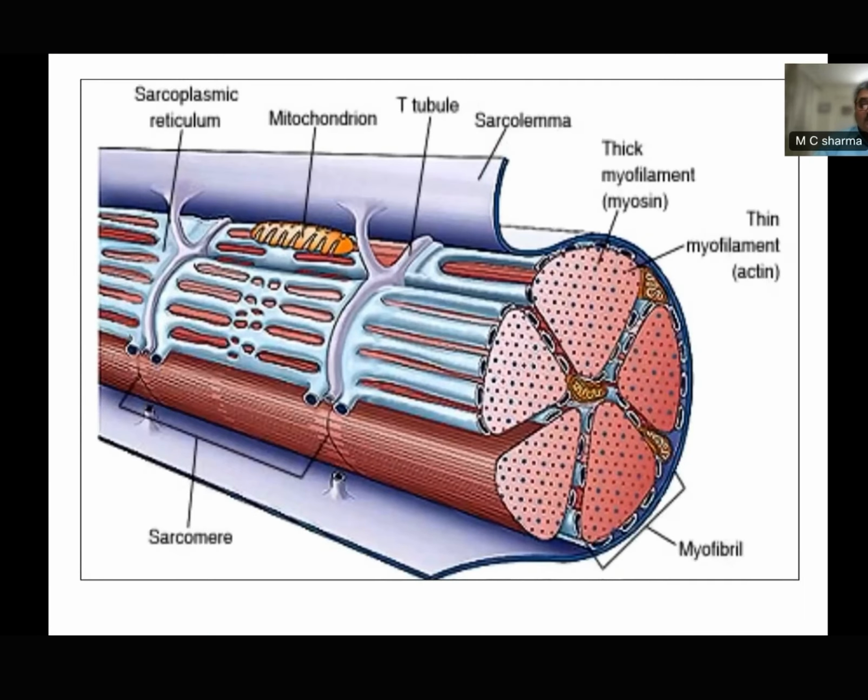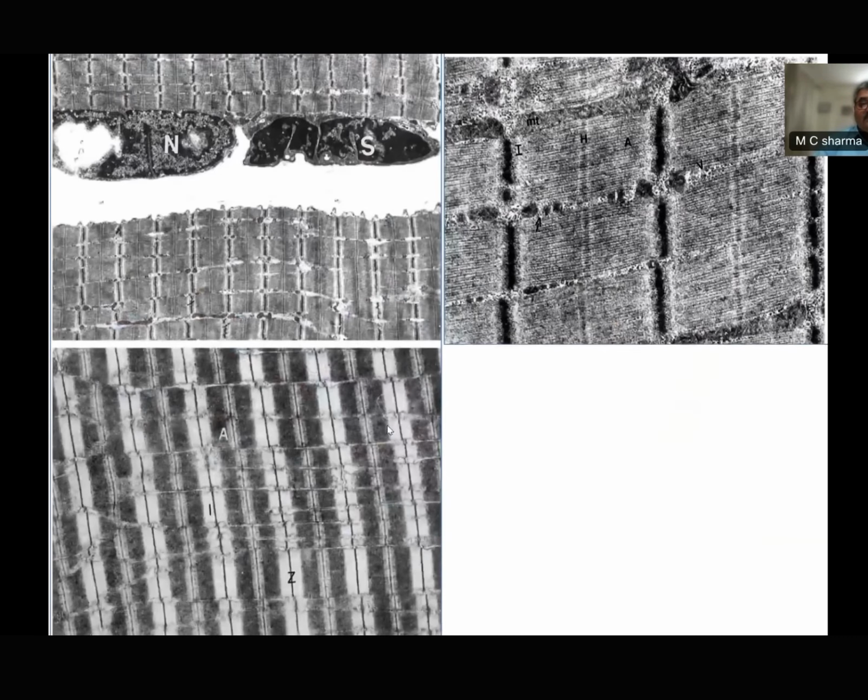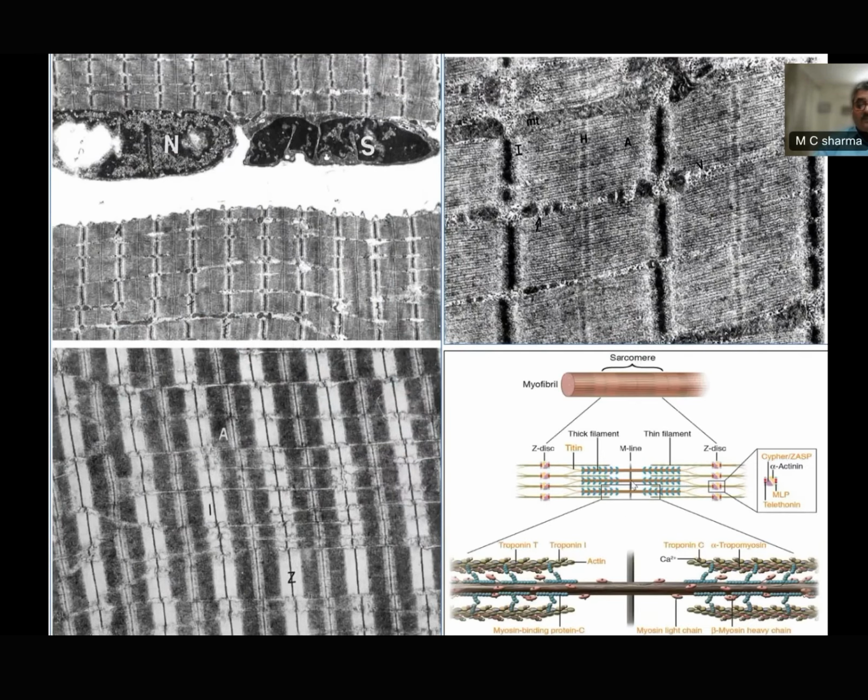Now this is the ultrastructure. The muscle has thick filament, thin filament, transverse tubule, sarcolemma, mitochondria, and the reticulum. All these can be studied under the electron microscope. This is the normal Z band, A bands, I bands, and these are some of the myofibrillary proteins which are binding these various types of protein.